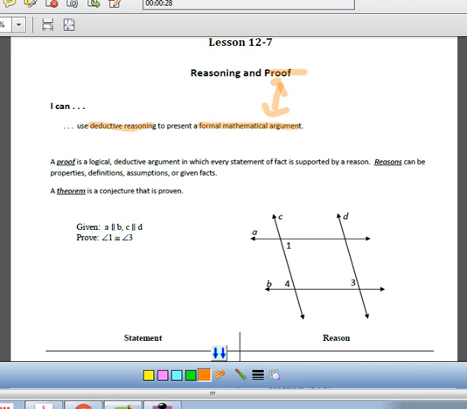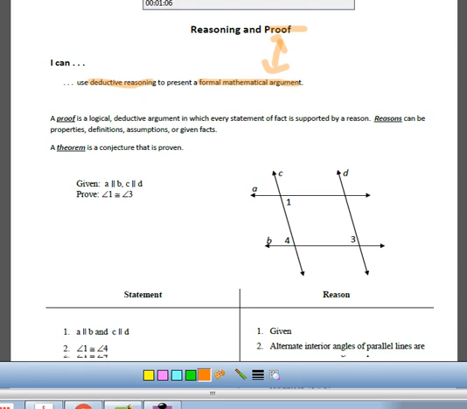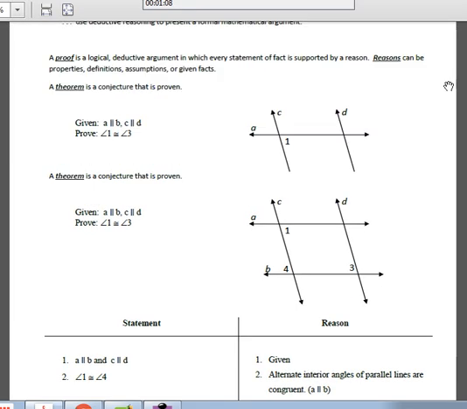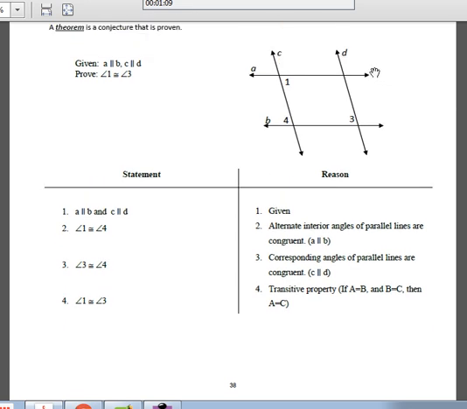So we're not going to get too deep into this. This is kind of your introduction to the world of proofs. You'll see a little bit, very little bit maybe, in algebra. You'll see a lot of it in geometry. So let's go ahead and take a look at this example on page 38.